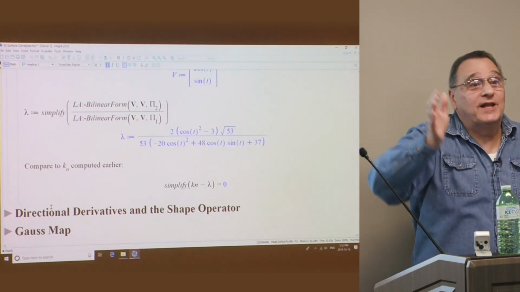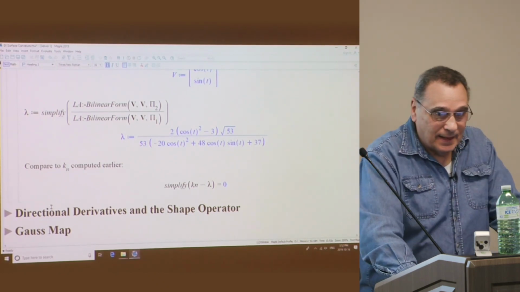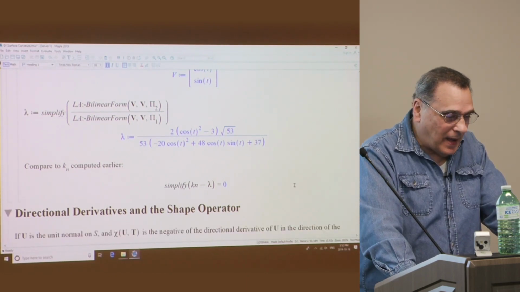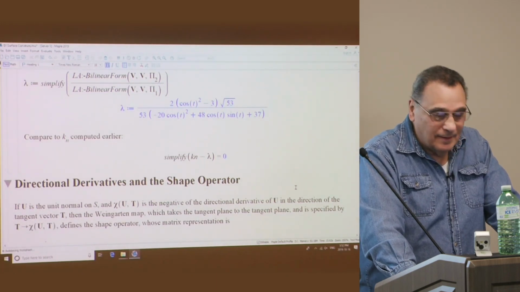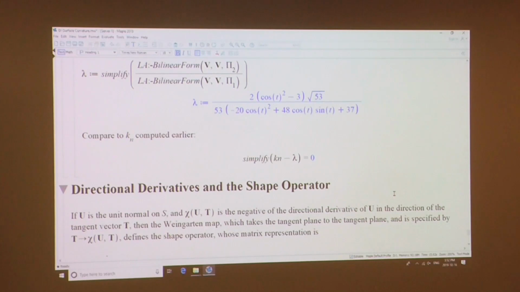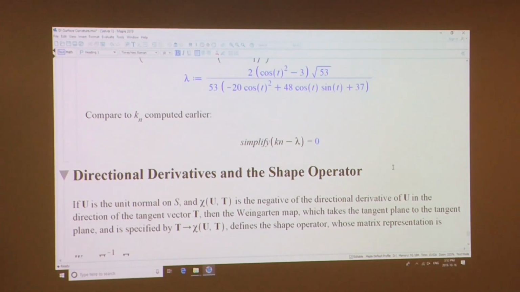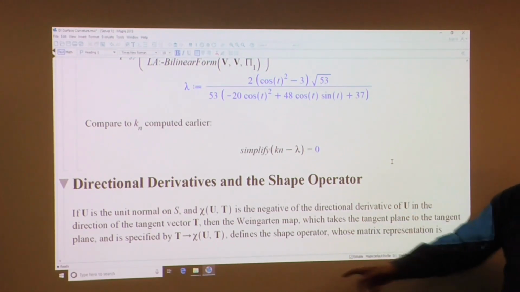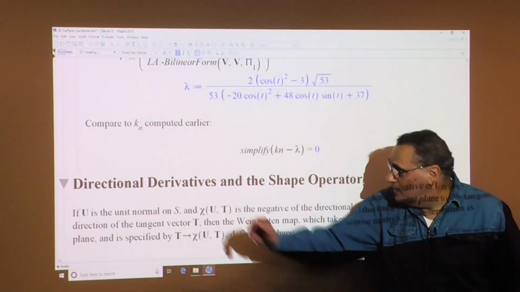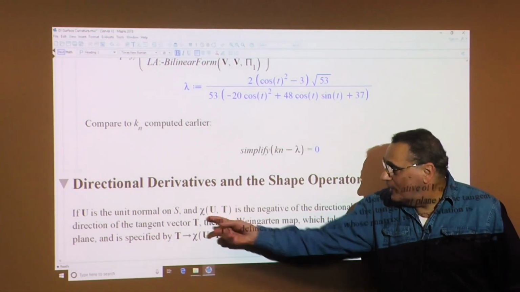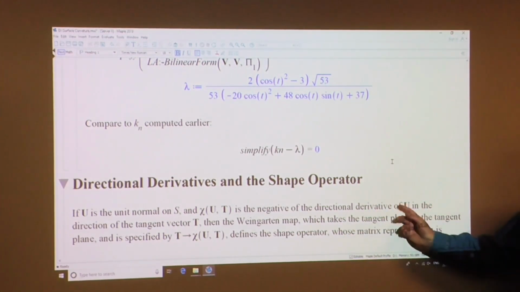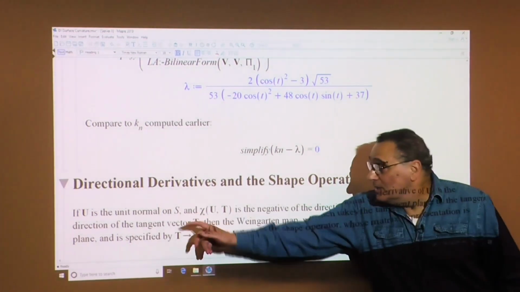Another jog to a different direction. The more modern books, they talk about the directional derivative, the shape operator. Okay, now look at this definition. Is that big enough? I could probably try that bigger. What they're talking about here is, on the surface, you have unit normal. This symbol is supposed to be the negative of the directional derivative of the normal in the direction of a tangent vector.